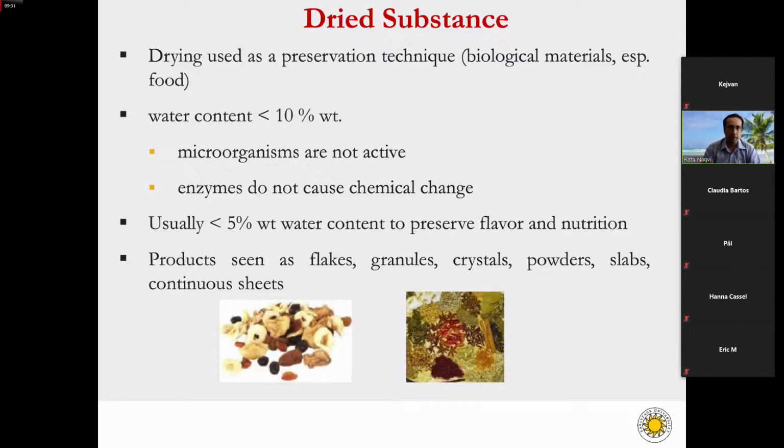for many years, and they try to reduce the water content to less than 10%, because at this amount of water content, the microorganisms and enzymes do not cause big chemical changes in the food that we use. Normally if we have less than 5% of water content, it helps us to preserve flavor and nutrition in the food. So normally the products that we use, flakes, granules, crystals, powders, these kinds of products, normally they have been dried before we can use them as a usable product.